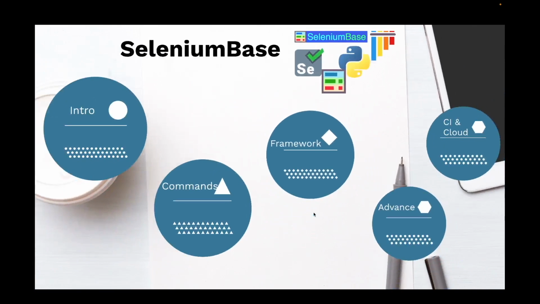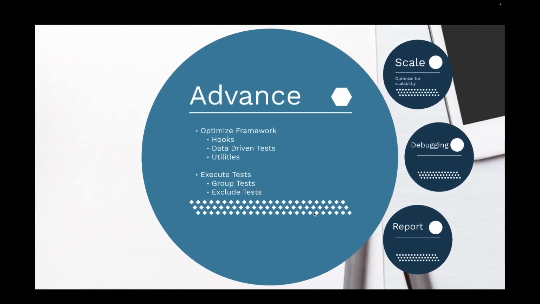Then we're going to move on to some advanced topics. That is how you can go ahead and optimize your framework. We will do that by using hooks, data-driven tests, and utility files. We'll refine our tests as well as our framework. We will also learn how to execute tests selectively, focusing on specific groups or excluding others as needed.